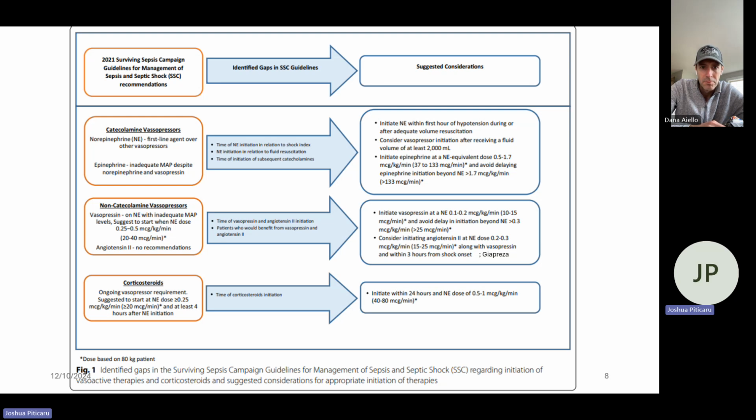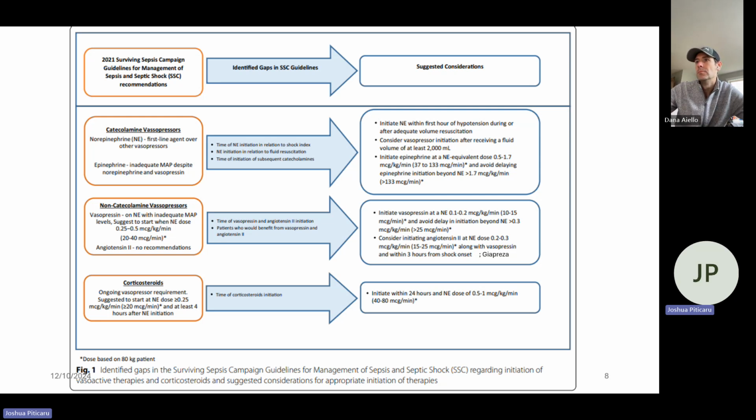But interestingly, after they reviewed some more literature after the 2021 Surviving Sepsis Campaign guidelines, they suggested some changes. They said you should initiate norepinephrine within the first hour of hypotension, during or after adequate volume resuscitation. Consider vasopressor initiation after receiving a fluid volume of at least 2 liters. Well, we have some exceptions to that.